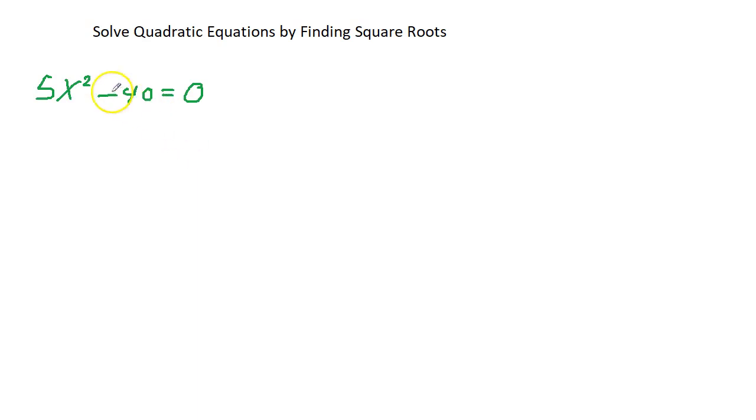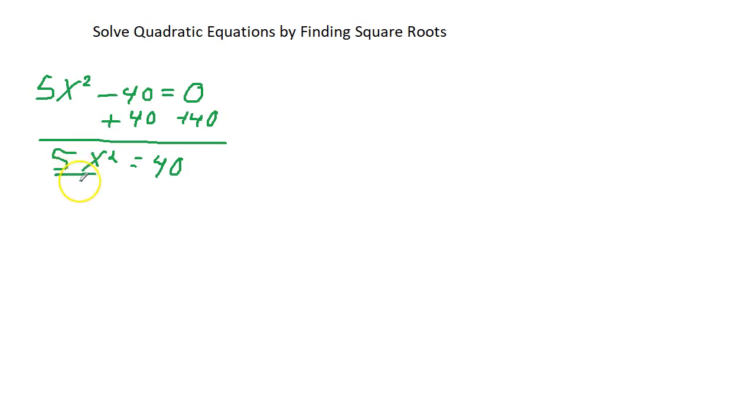So when you have a binomial, what you want to do first is isolate the variable. So I'm going to add 40 to each side. Bring down my 5x squared equals 40. Then I have to divide by 5. And I have x squared equals 8. Then I have to take the square root of each side.